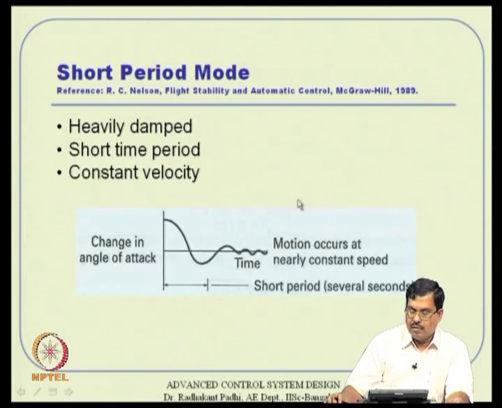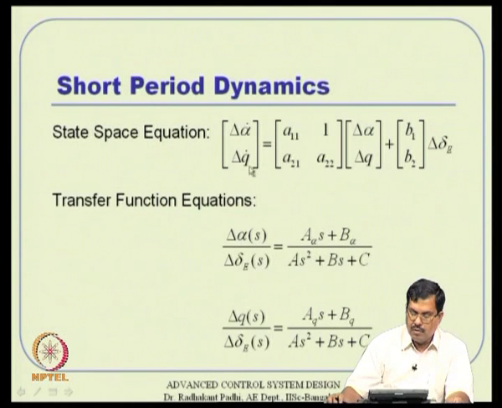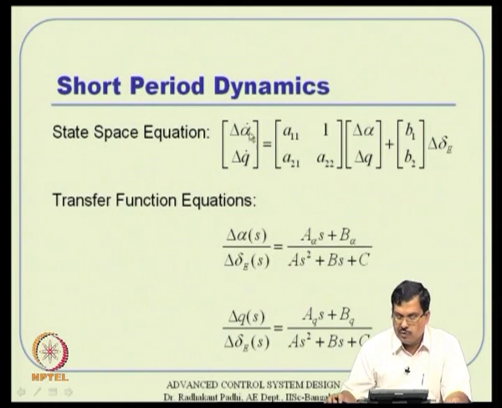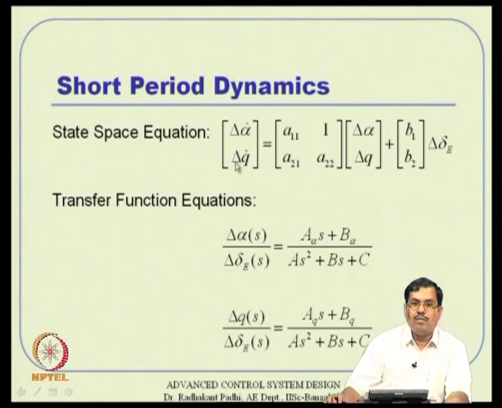Okay, so that is the motion that you are talking about, and this motion is typically given by these two equations, alpha and q actually, essentially delta alpha dot and delta q dot, they are given like this linear equation. Okay. And if you really want to have a state space model getting converted to transfer function thing, then we know how to do that.